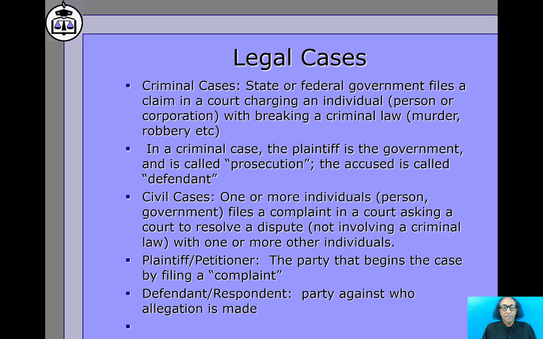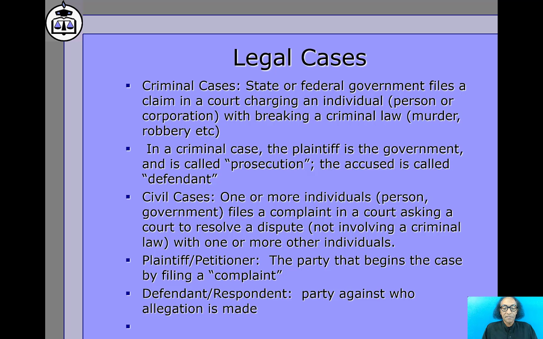And the ultimate outcome of a criminal case, of course, other than an acquittal, is that the person convicted of a criminal case loses his or her life, liberty, or property. So in a criminal case, the plaintiff is always the government, and it's called the prosecution. In a federal case, called the U.S. attorney. In state cases, it could be the district attorney. And the person accused of violating the criminal law is called a defendant.